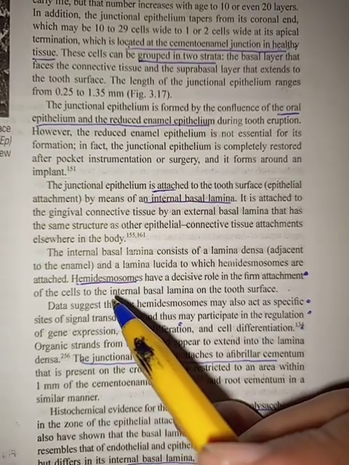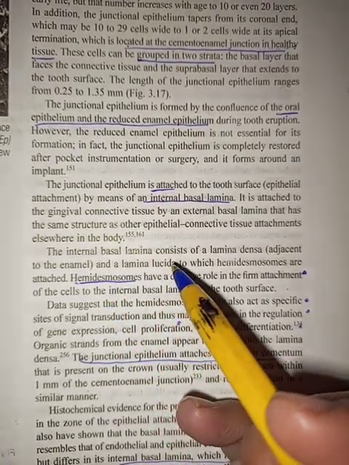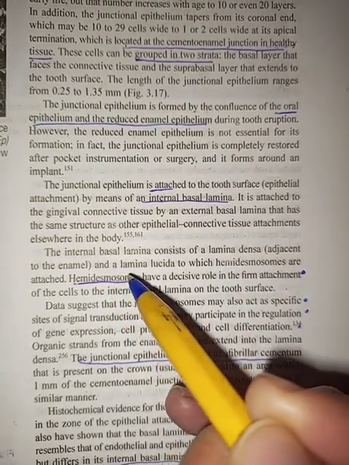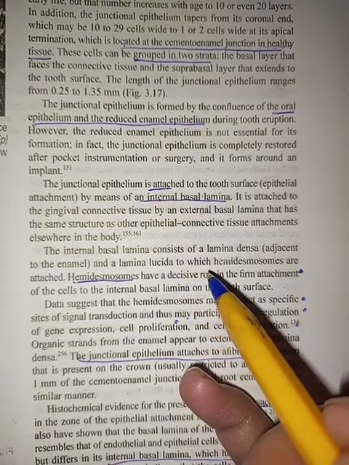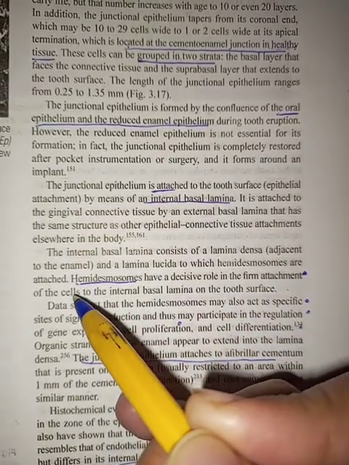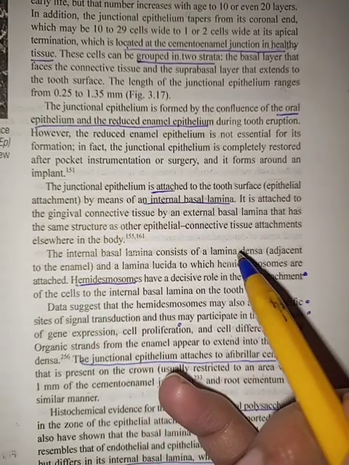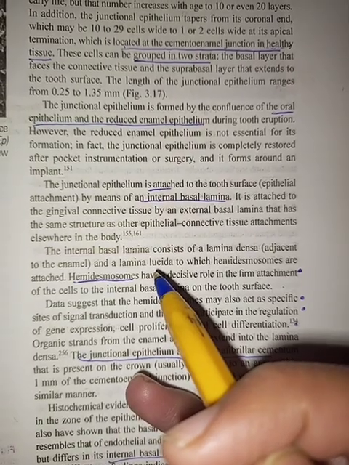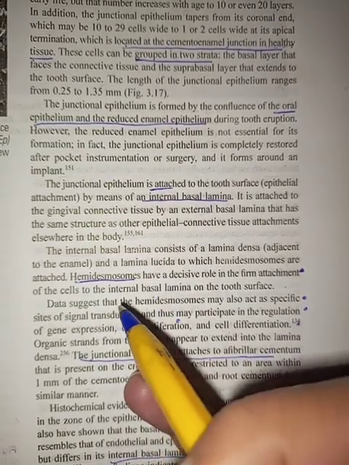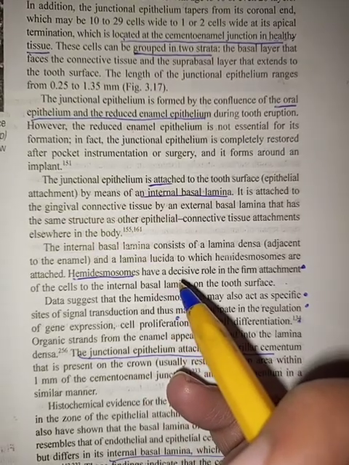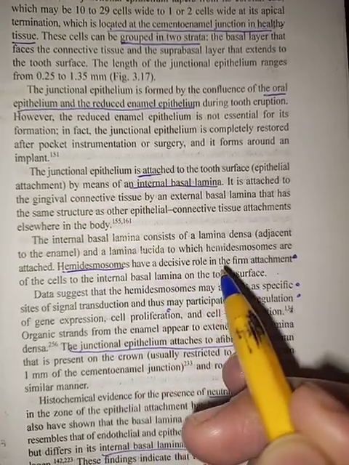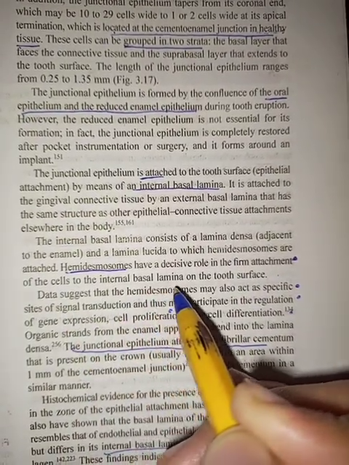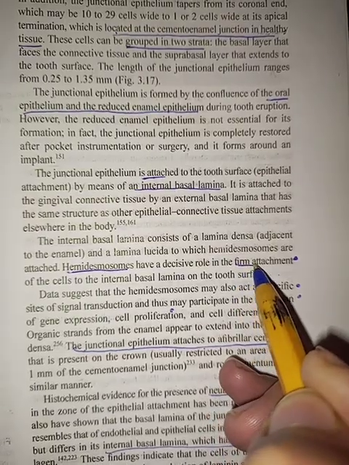The internal basal lamina consists of the lamina densa and the lamina lucida, to which hemidesmosomes are attached. The densa layer is towards the connective tissue and the lucida is towards the epithelium. Always remember, hemidesmosomes have a decisive role in the firm attachment of the cells to the internal basal lamina.